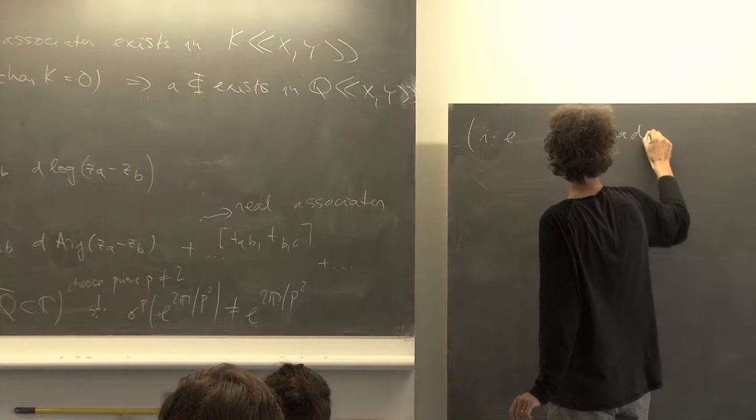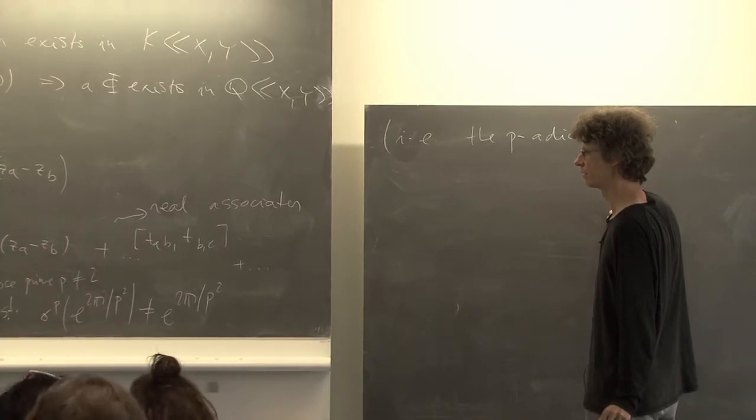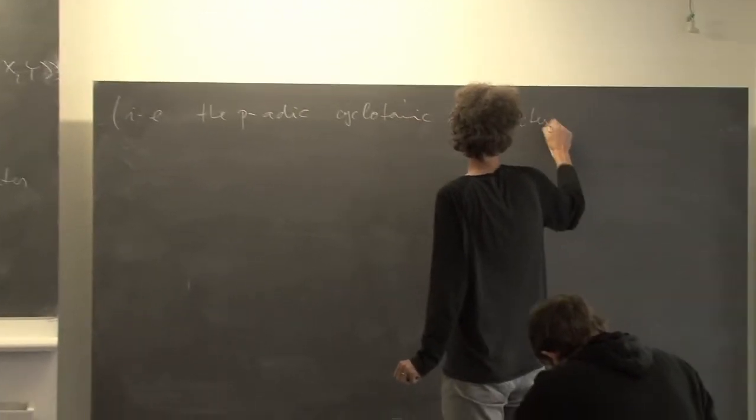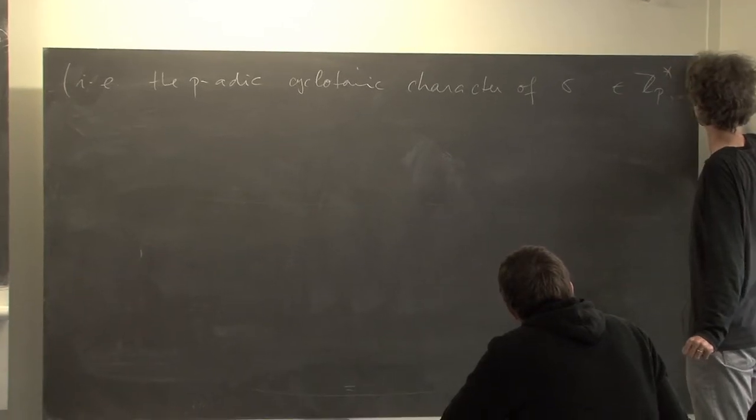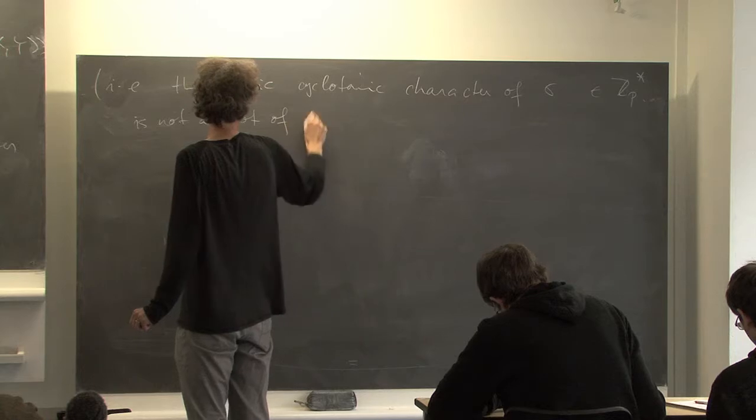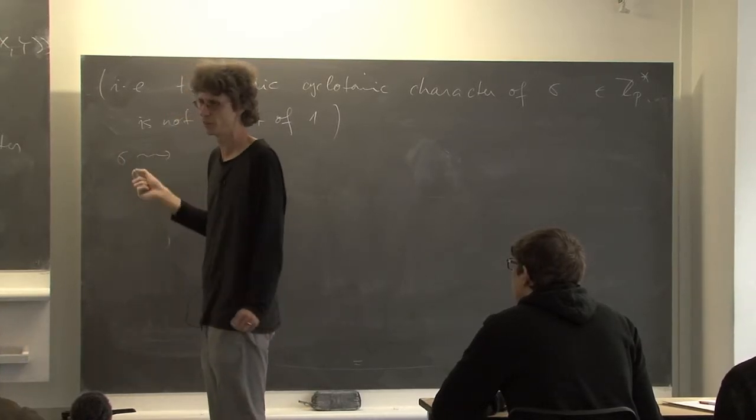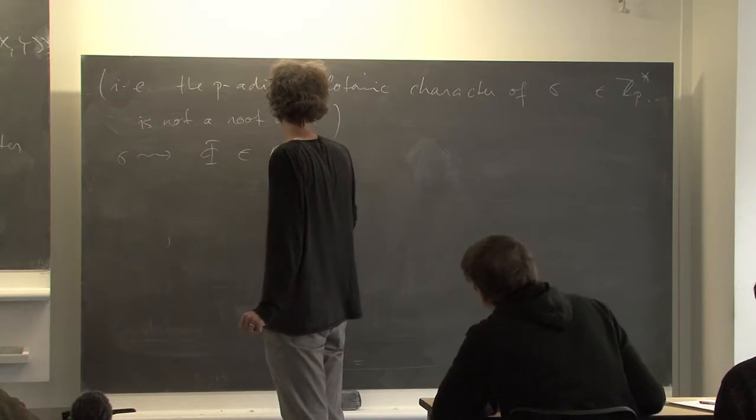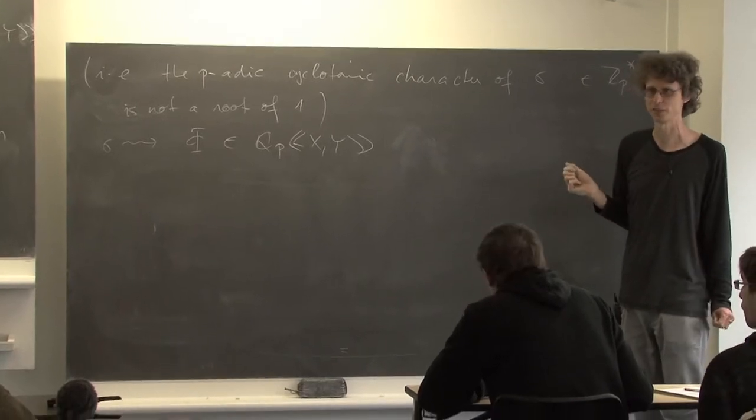The p-adic cyclotomic character of sigma, so that's somebody who lives in invertible p-adic integers, is not a root of one, so it's not of finite order. And so such a sigma specifies a concrete, unique associator, which now lives in Q_p of X and Y. That's a sort of reasonably shocking thing. That's the only reason why I'm telling you this thing.